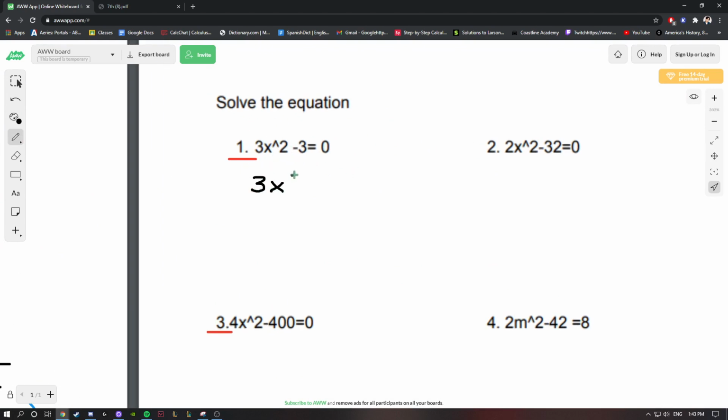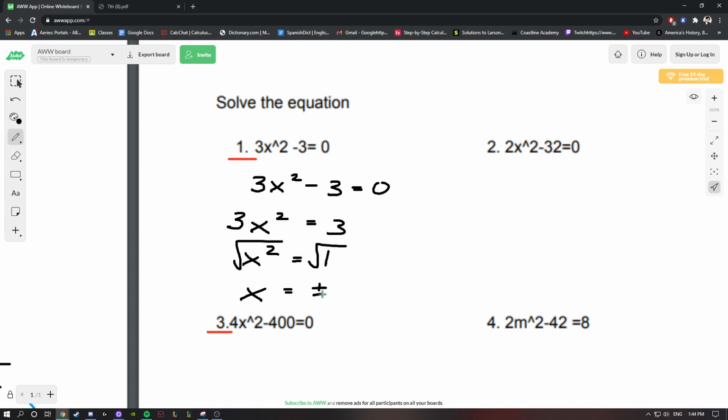And moving on to our last page, we want to do a little more equations with square roots and exponents. 3x squared minus 3 is equal to 0. After we move that 3 over, 3x squared equals 3. We want to divide both sides by 3. X squared equals 1, and take the square root of both sides. X equals square root of 1, which is plus or minus 1.